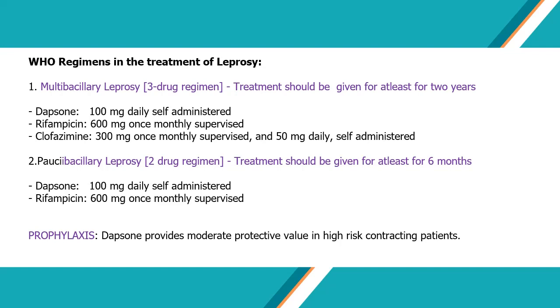So here you have dapsone, which is taken as 100 milligrams daily, rifampicin 600 milligrams once in a month under supervision. Similarly, clofazimine 300 milligrams once monthly under supervision, or 50 milligrams daily self-administered. Whereas paucibacillary leprosy treatment should be given for at least 6 months. It's a 2-drug regimen, wherein dapsone 100 milligrams daily self-administered, and rifampicin 600 milligrams once monthly supervised.